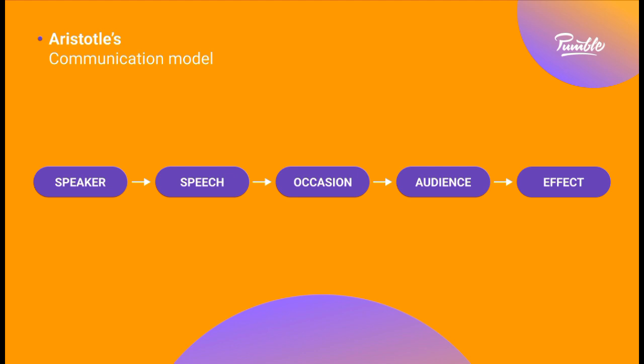For example, imagine a politician giving a campaign speech. The politician as a speaker crafts their message to inspire voters, who are the audience, to support them. This model emphasizes the speaker's ability to influence through effective rhetoric and emotional appeal.